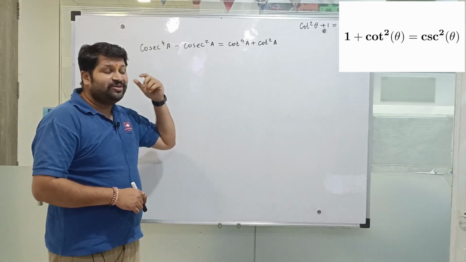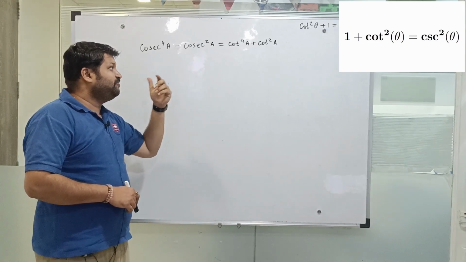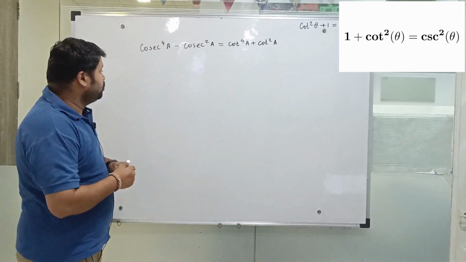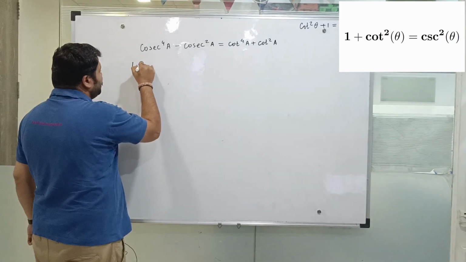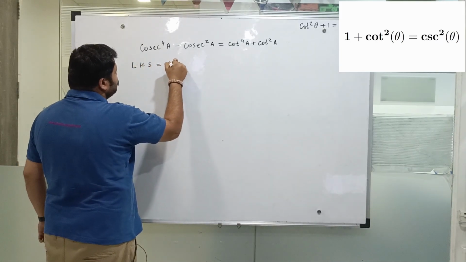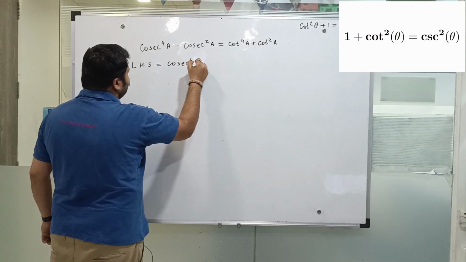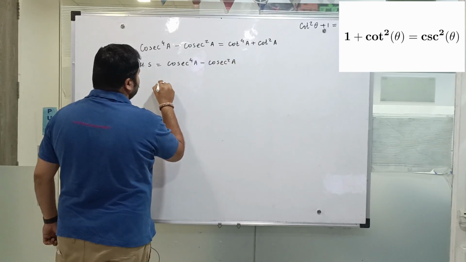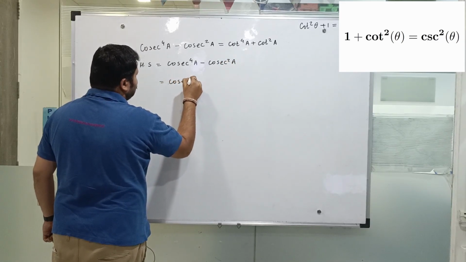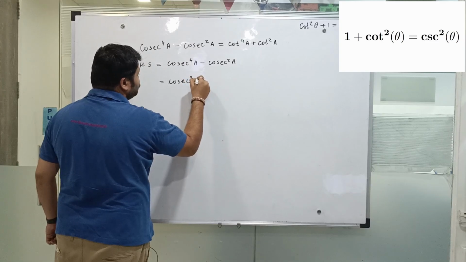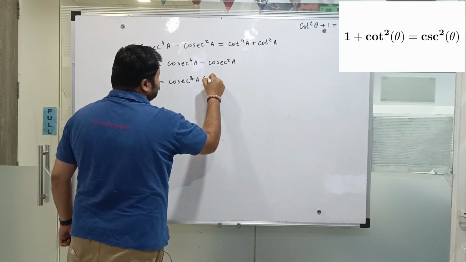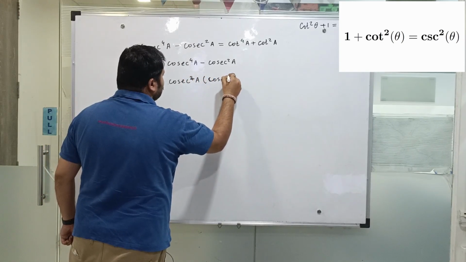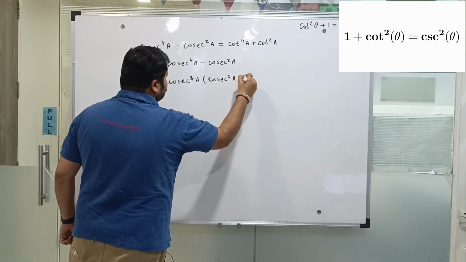Now there are multiple ways of solving this example. I prefer starting with the left hand side. So I start with left hand side. I get my left hand side is equal to cosec to the power of 4A minus cosec square A. So that can be written as, I can have cosec square A as common and write cosec square A minus 1.